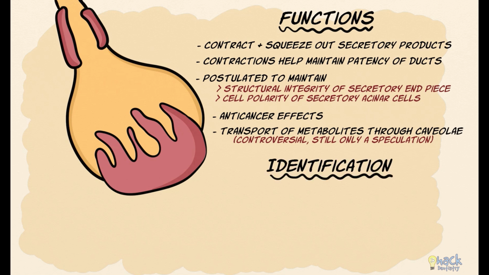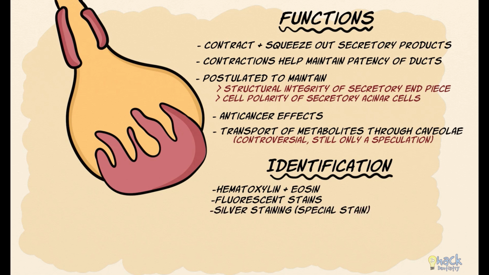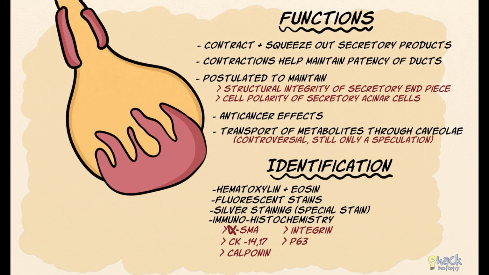Myoepithelial cells can be identified through numerous stains and methods like hematoxylin and eosin stains, fluorescent stains, special stains like silver staining, and immunohistochemical markers like alpha SMA, cytokeratin 14, cytokeratin 17, calponin, integrin, and P63.